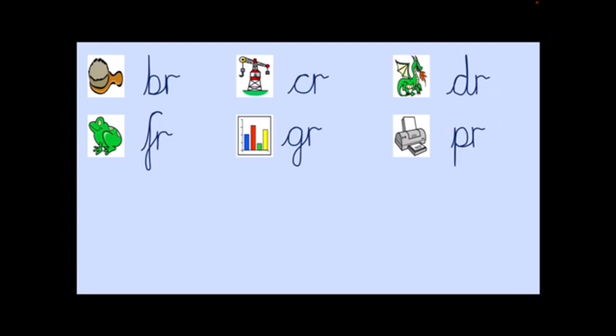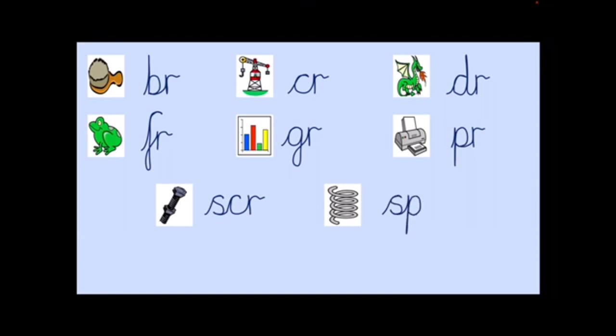So let's start with screw. We can hear screw at the beginning. Screw is S, C, R. Skr. Then we have a spring. Spr. Spr is S, P, R.